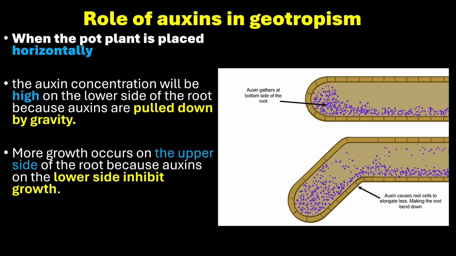And plants grow by elongation and enlargement of cells. So you can see the cells are becoming longer on the upper side. More growth occurs on the upper side of the root because auxins on the lower side inhibit growth. What's going to happen? There are more auxins here, but the root cells are not growing. Check the size. They are even becoming smaller. But here there are fewer auxins, and guess what? They are becoming larger because the lower the amount of auxins in the roots, the higher the growth.